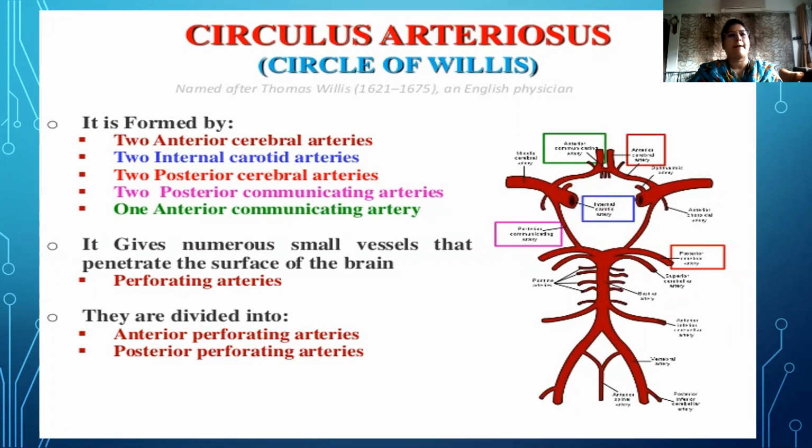It is formed by 2 anterior cerebral arteries, 2 internal cerebral arteries, 2 posterior cerebral arteries, and 1 anterior communicating artery. It gives numerous small vessels which penetrate the surface of the brain. They are called perforating arteries. They are divided into anterior perforating arteries and posterior perforating arteries.